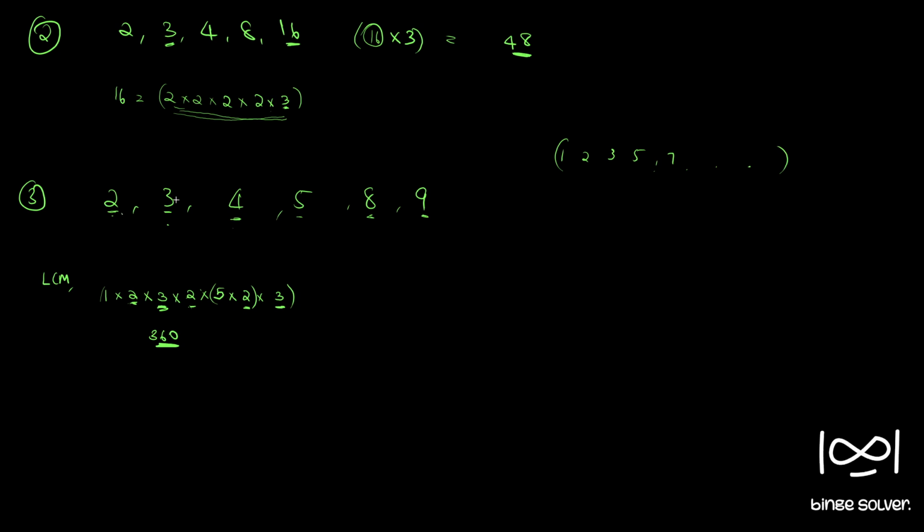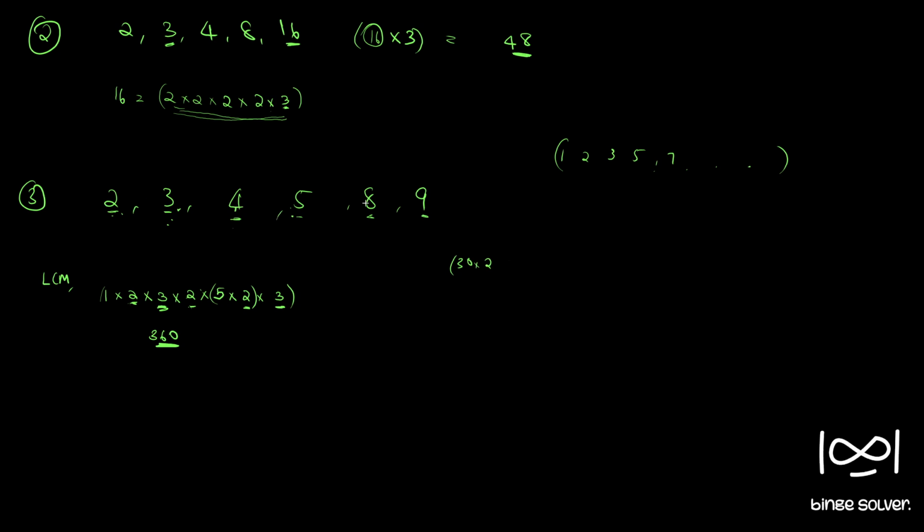So 2 is a prime number, 3 is a prime number, 5 is a prime number. So we know that 2 into 3 into 5 has to be there in the LCM. So 10 into 3, 30 will be there in the LCM. Now we have 4 in this. So we will just look at what is the composition of 4. It is 2 into 2. So there has to be one more 2. So 30 into 2, 60. So 60 has to be there.